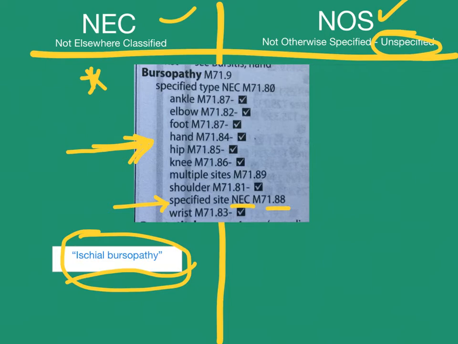Now let's consider NOS, or not otherwise specified. NOS codes should only be used when the medical documentation is lacking the specific details that it needs. The documentation is unspecified. For example, let's say that the physician just documents bursopathy. That's it. That's the whole diagnosis. No other details are given. Then the unspecified code of M71.9 would be used, as there is no information in the record to identify one of the subterms. Those unspecified codes almost always end in .9.